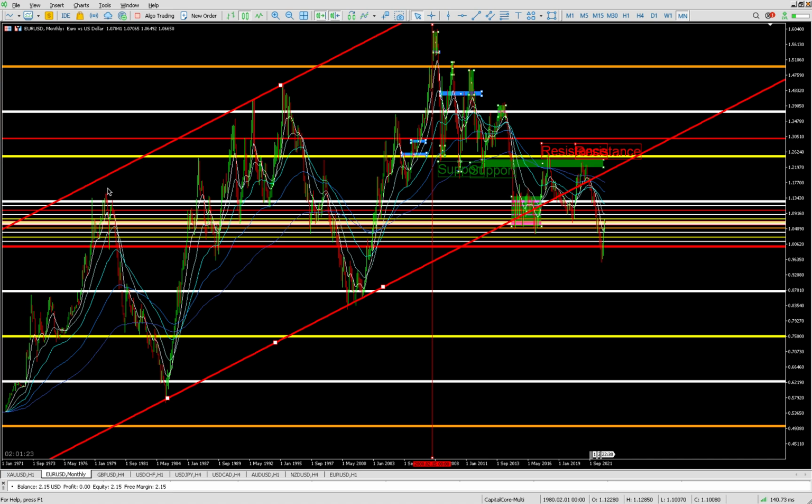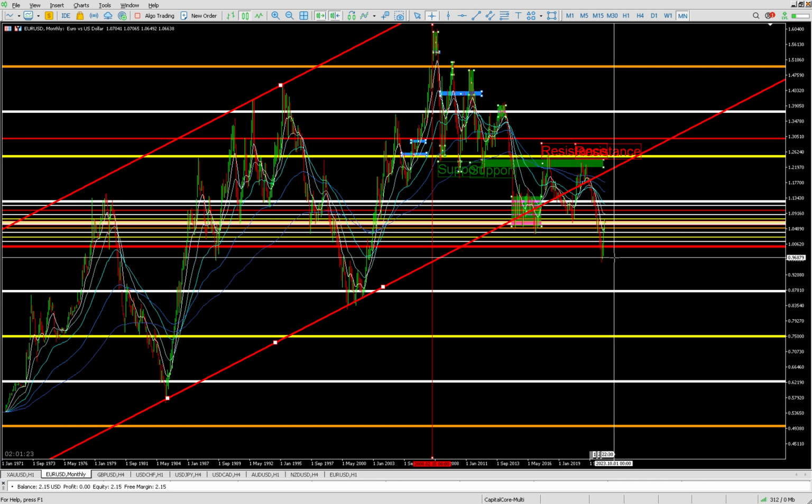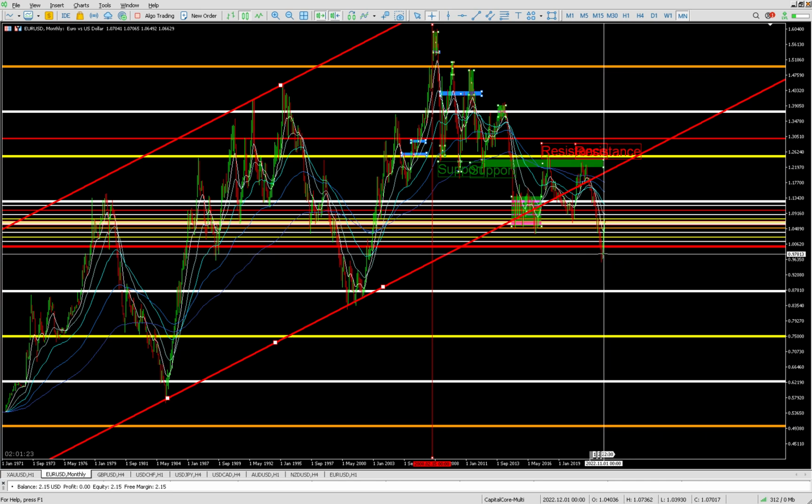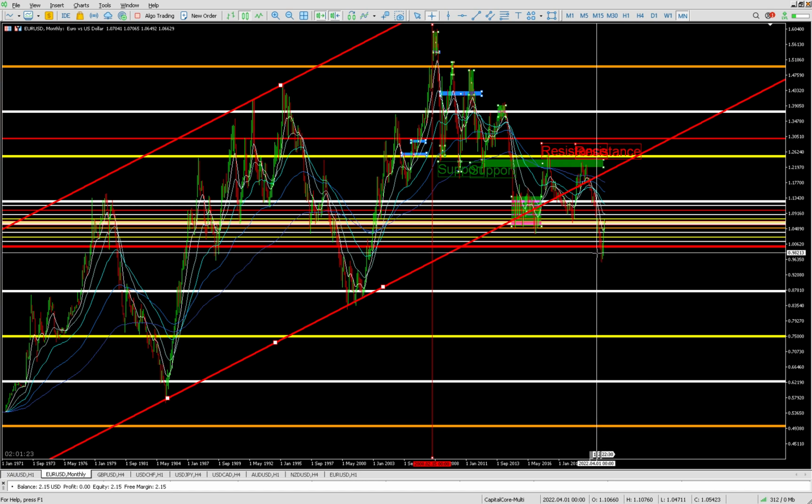Okay, you had resistance over here. So we were in an uptrend. You see how we were in this long-term uptrend, which is a very big deal, as you can see, that we broke in a significant way this uptrend. Now what could happen from here? Anything could happen from here.